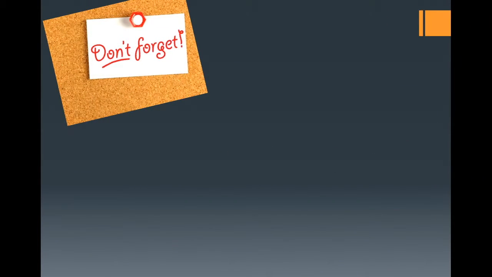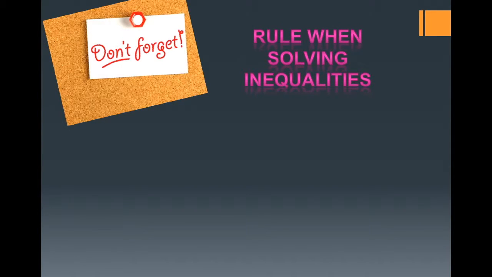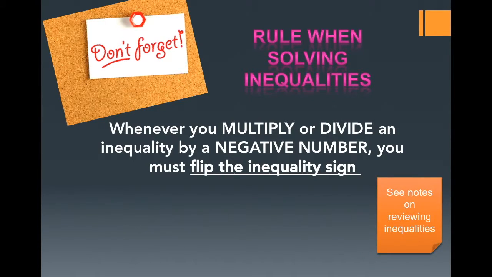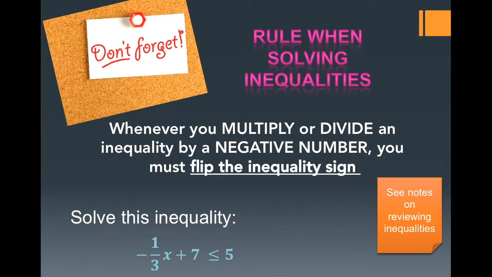This is very important for you not to forget a rule when solving inequalities. Whenever you multiply or divide an inequality by a negative number, you must flip the inequality sign. We've looked at this before. Please see notes on reviewing inequalities. It's with your notes on the comparison method. But on your own, solve this inequality: negative 1 over 3x plus 7 is less than or equal to 5.